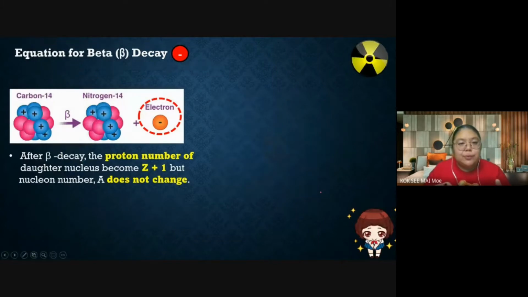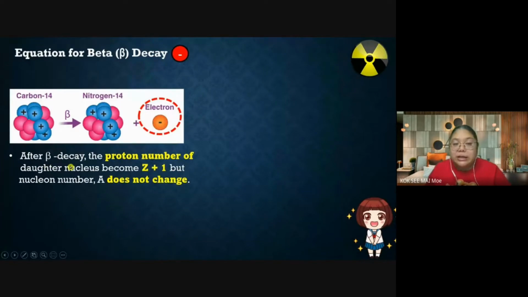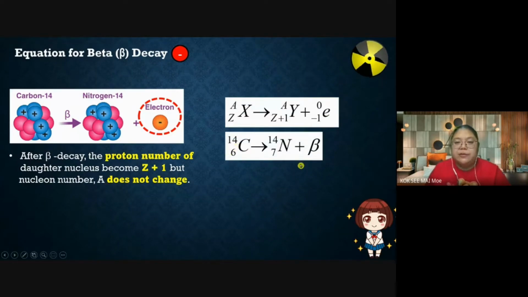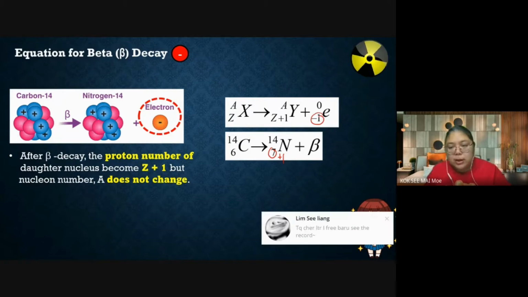Okay, now we can see the process. First, carbon to nitrogen. After the beta decay, the proton number of the daughter, nitrogen, becomes Z plus 1, but the neutron number A has no change. How to write the equation? Like this: carbon-14, 6. When it becomes nitrogen, you need to add 1 automatically, because of the -1.